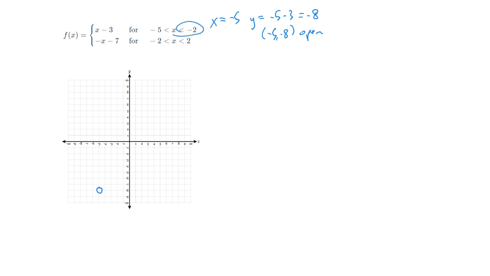I have another endpoint that you have to find. So x equals negative 2, which means y is going to equal negative 2 minus 3, which is negative 5. And here's my other point. So when you have these 2 points plotted, this is also an open circle. You don't have any arrows because it's saying that the only points that exist have x's that are in between these 2 endpoints, right?